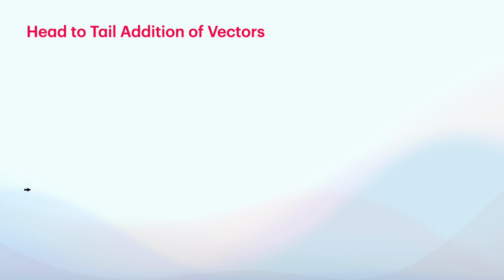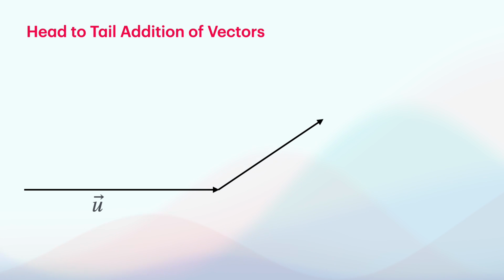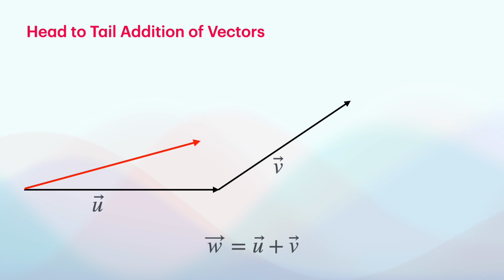On close observation, we would notice that the sum of vector u and vector v can be obtained by placing the two vectors such that the head of vector u touches the tail of vector v. The resultant sum starts at the tail of vector u and ends at the head of vector v.